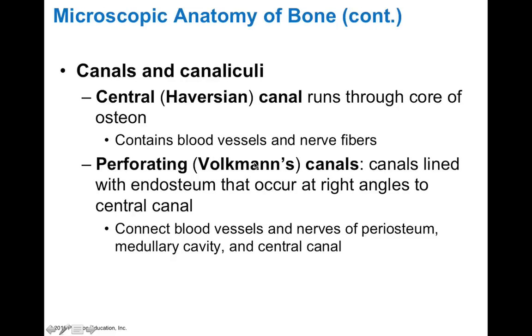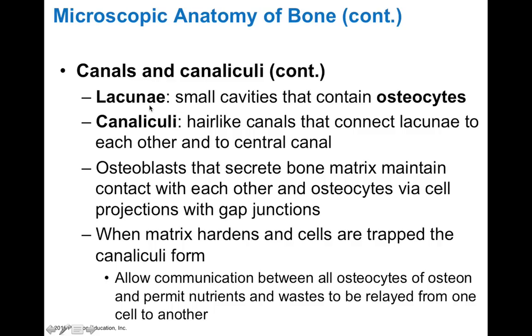And the perforating canals are the ones that run perpendicular, or at right angles, to the central canal. And they basically just help to connect the blood and nerves of nearby central canals. So, canaliculi are the hair-like canals that connect lacunae, or spaces within bone, to each other. And they basically are like the irrigation ducts of your bony tissue because they help to transmit nutrients deep within bone. Lacunae are the small cavities that contain osteocytes, and these osteocytes are nourished by the nutrients that travel through the canaliculi.